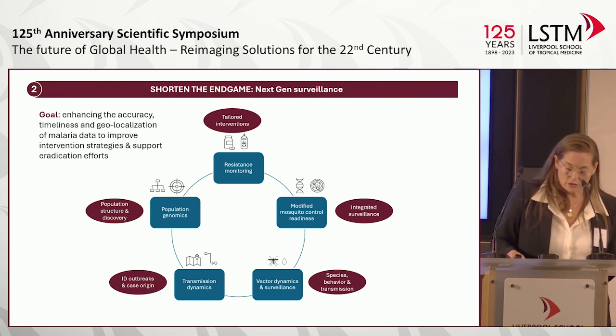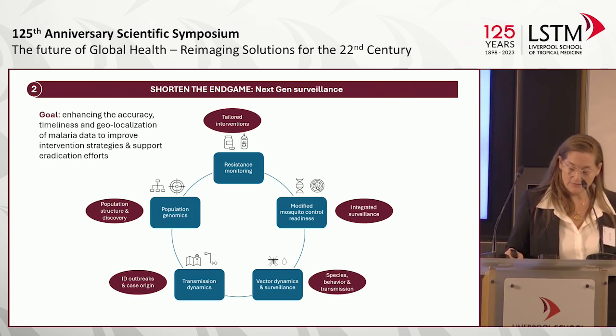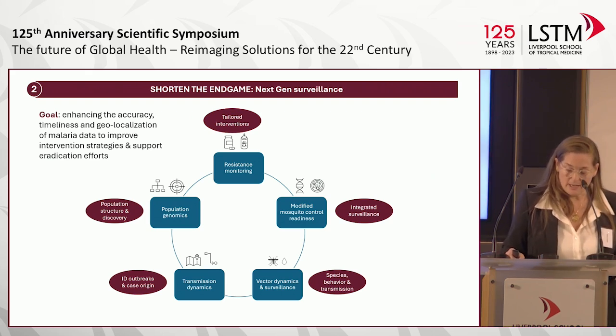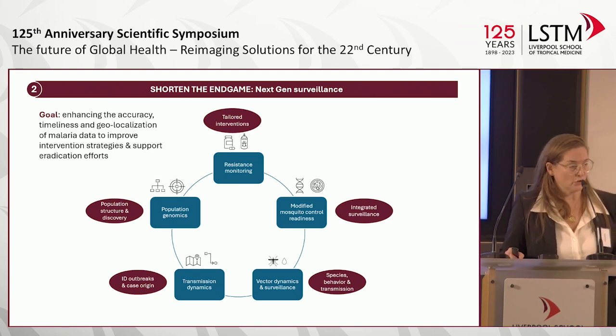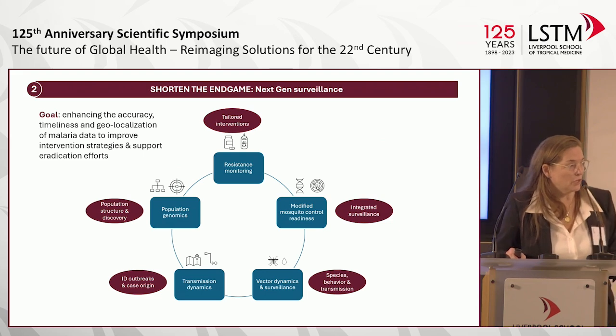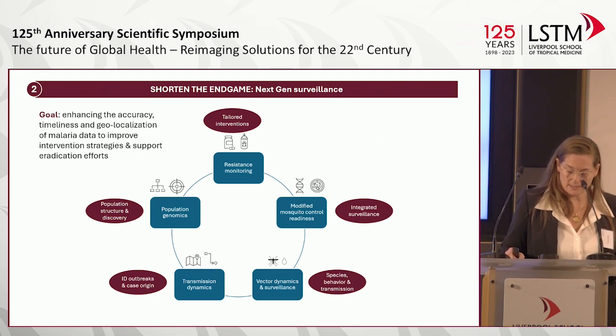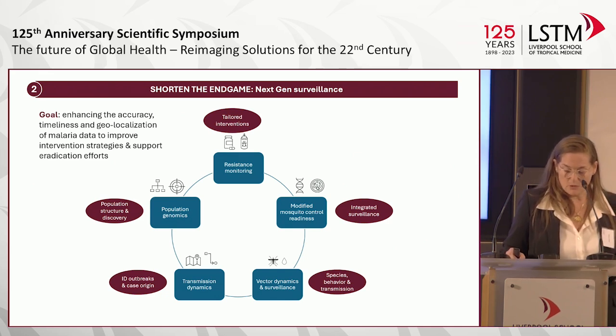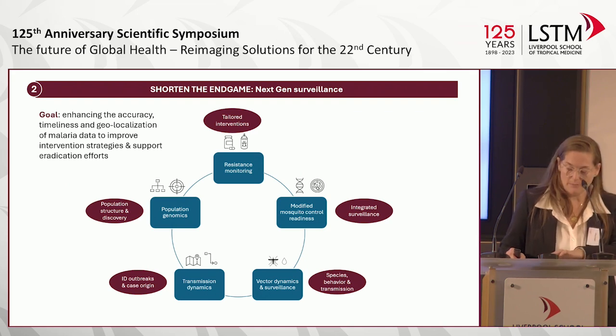We need to understand transmission dynamics, so the intensity of infection, distinguishing local from imported cases, and identifying outbreaks as they happen. And then population genomics, so understanding parasite and vector population structure, detecting intervention-induced positive selection, discovering new targets for drugs, diagnostics, vaccines, and insecticides. And these efforts aim to create a robust, affordable, and scalable surveillance system that can support malaria control and elimination programs effectively.